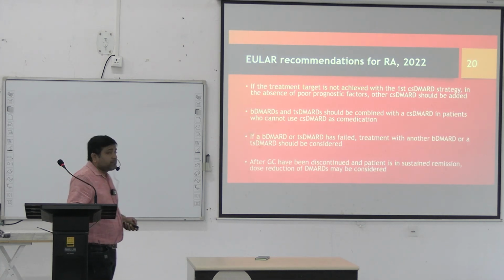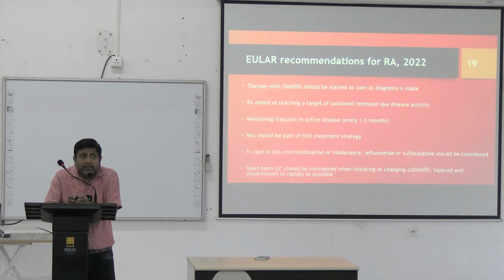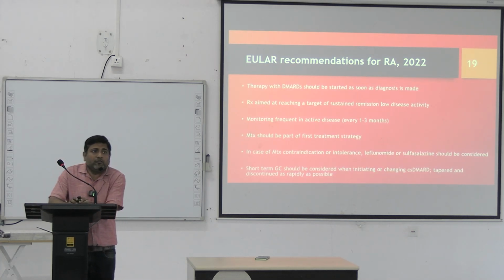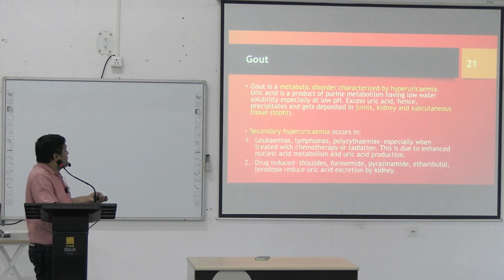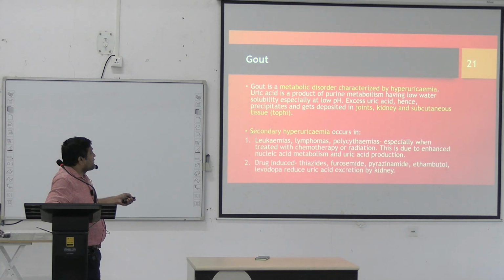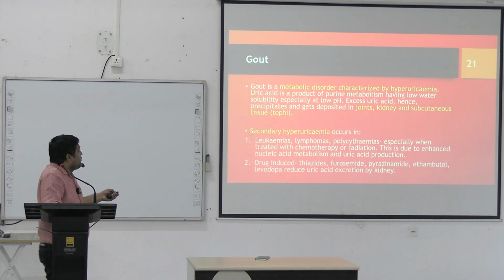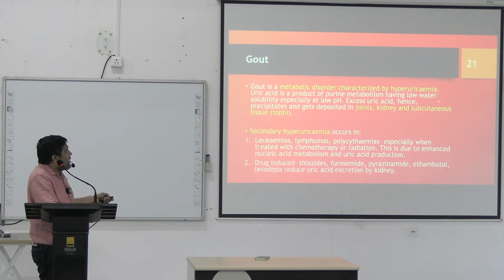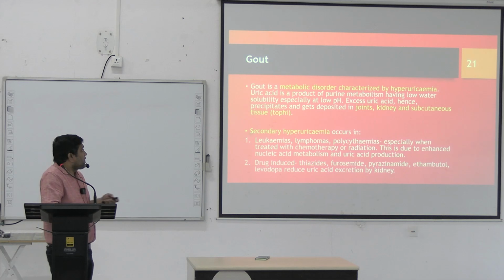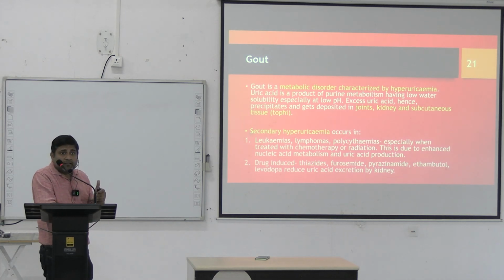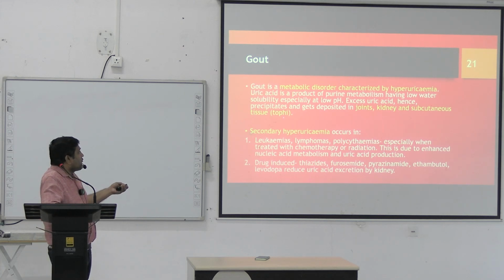Now coming to gout. Gout মানে basically the primary pathophysiology is a metabolic disorder leading to hyperuricemia, that the urate crystals deposit in the joint causing joint inflammation. Okay, so gout is a metabolic disorder characterized by hyperuricemia. Uric acid is a product of purine metabolism having low water solubility, especially at acidic pH. Excess uric acid hence precipitates and gets deposited in the joint, in the kidney and in the tissue causing tophi.